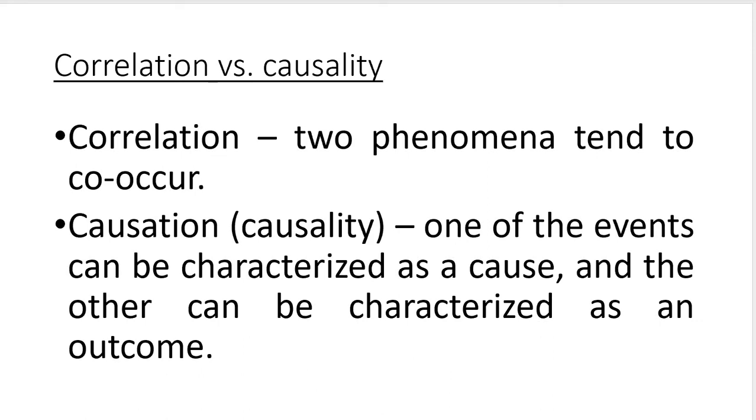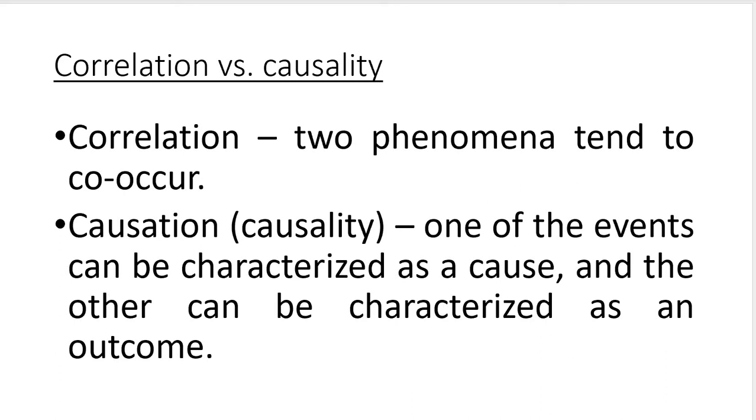So first of all, let's start with definitions. Correlation is related to a situation when two phenomena tend to co-occur, and causation or causality exists when one of the events can be characterized as a cause and the other event or events can be characterized as the outcome. So you can already see that there is some difference.